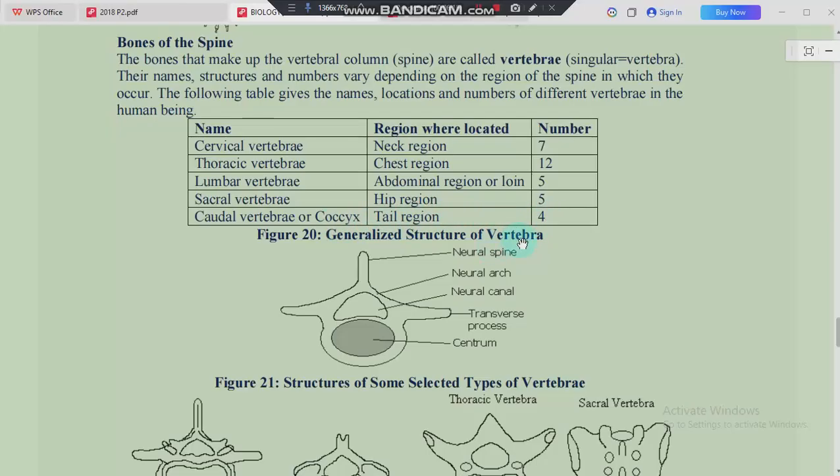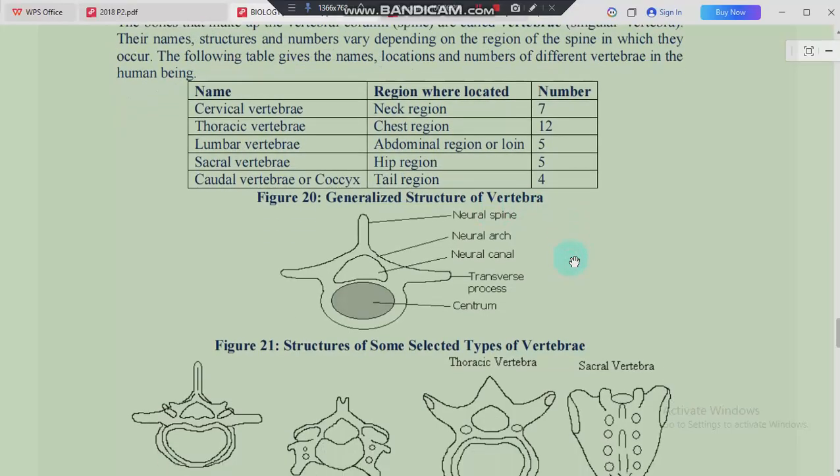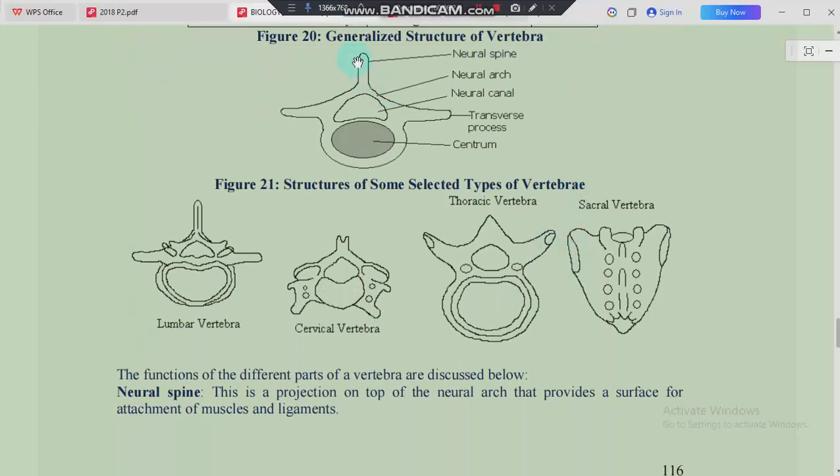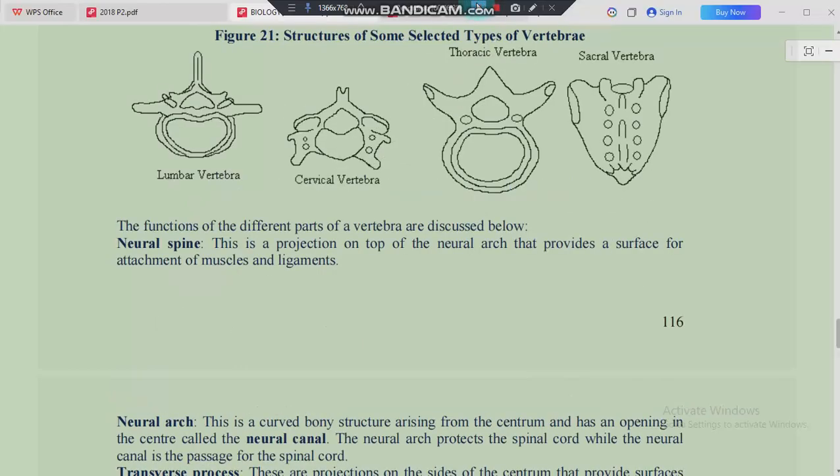So these are the generalized structures of the bones that are found in our spine. We have our neurospine, our neural arc, our neural canal, our transverse process, and then our centrum or the vertebral body. All right, then here are the structures of some of the types of vertebrae.